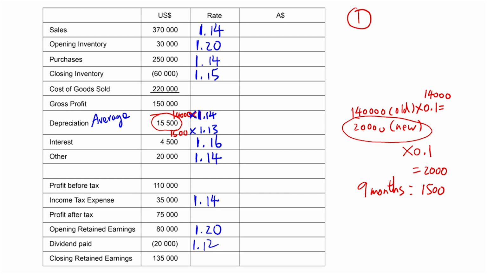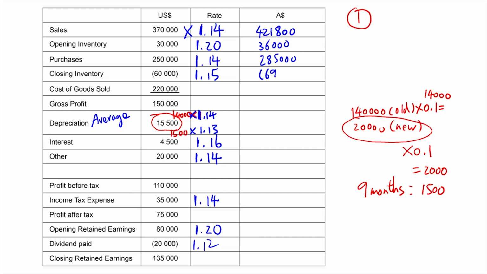Then what you do next is very simple. You just multiply the rates with the original US dollar, then you can find the Australian dollar equivalent. Starting from the top, you got the US dollar of 370,000. You multiply by 1.14, you're going to get 421,800. Do the same thing for opening inventory, purchases, and then closing inventory. Very importantly, when it is in brackets, also keep that in brackets.